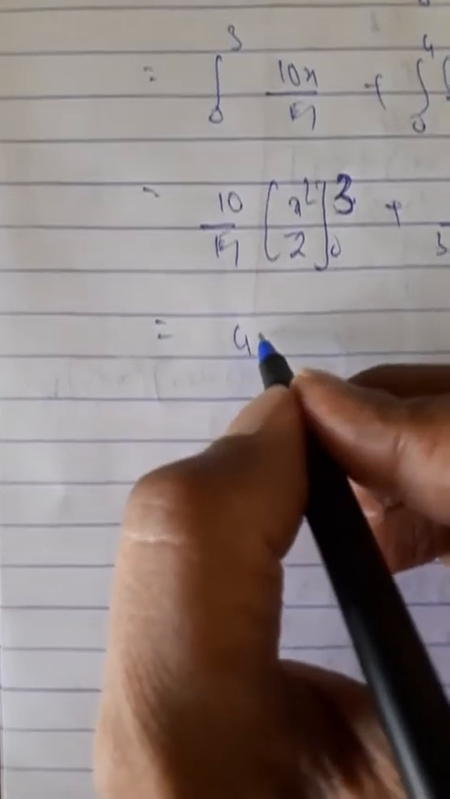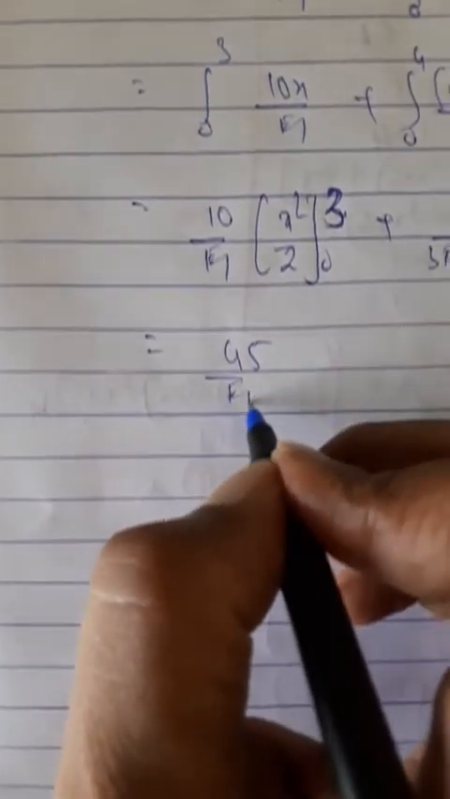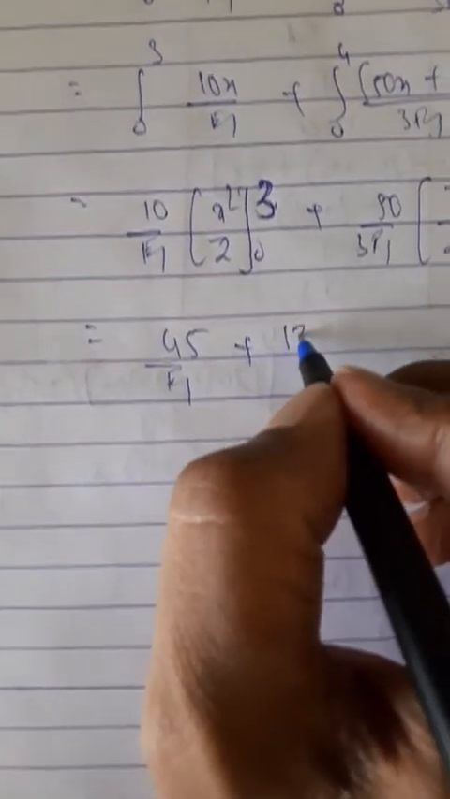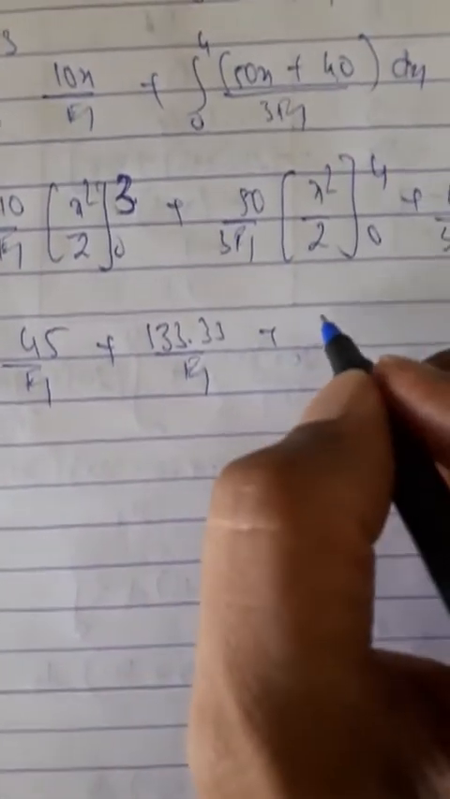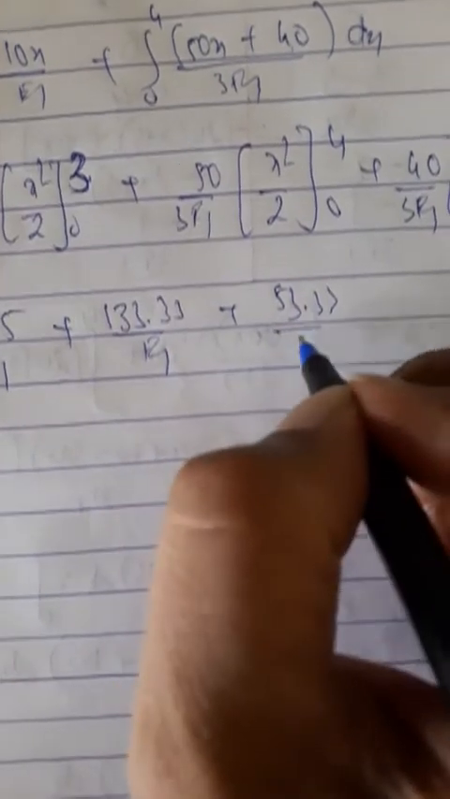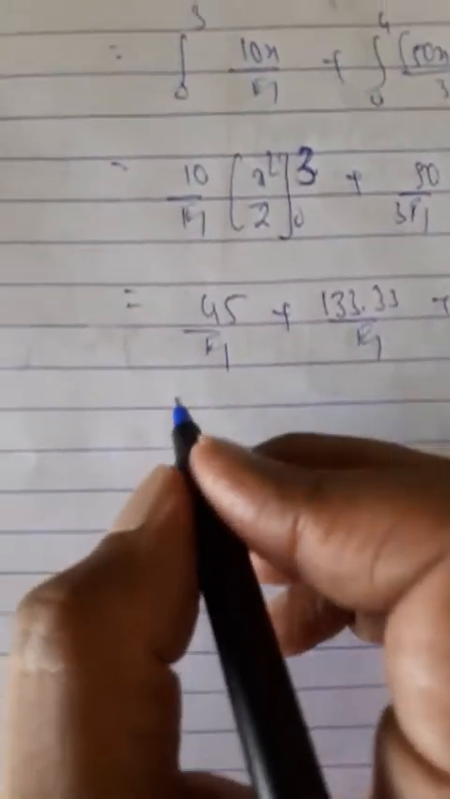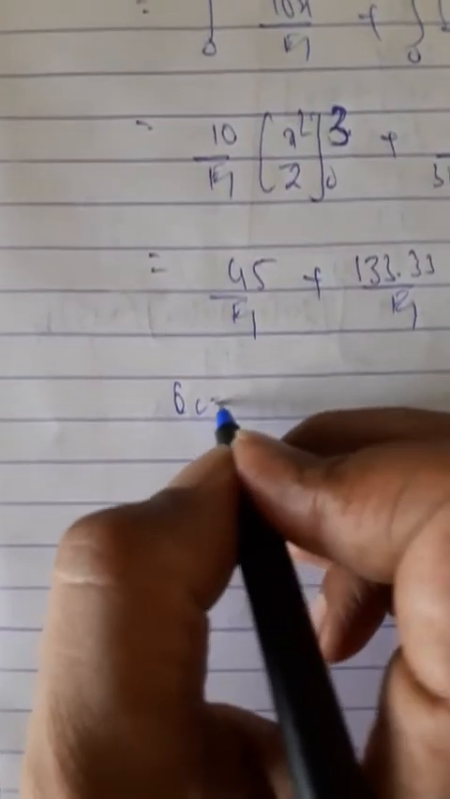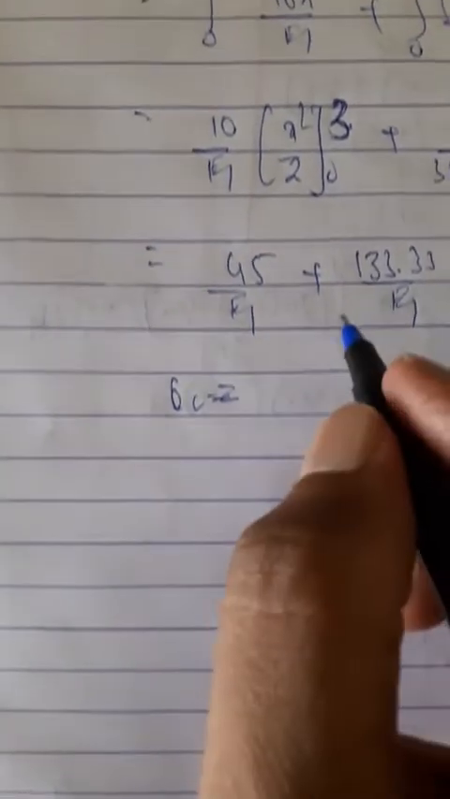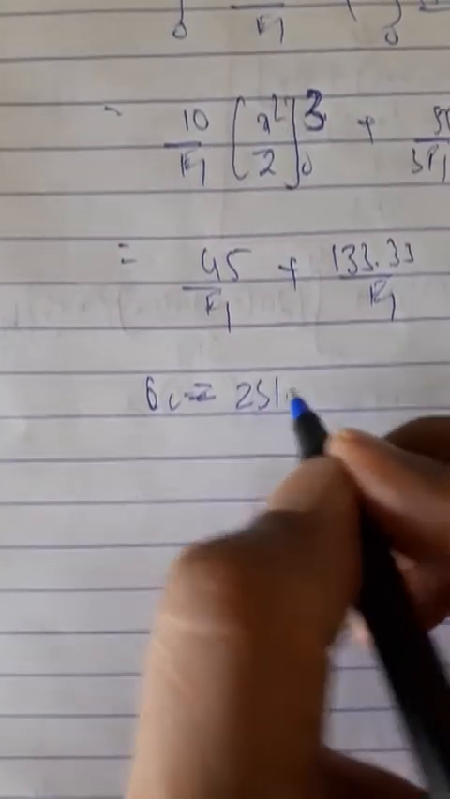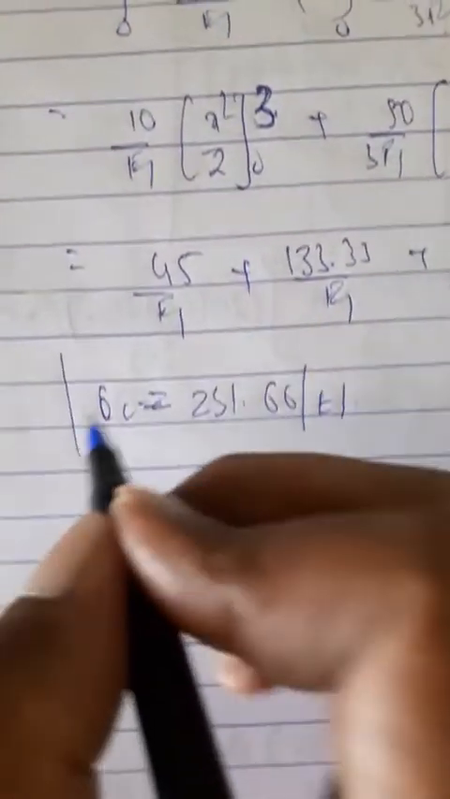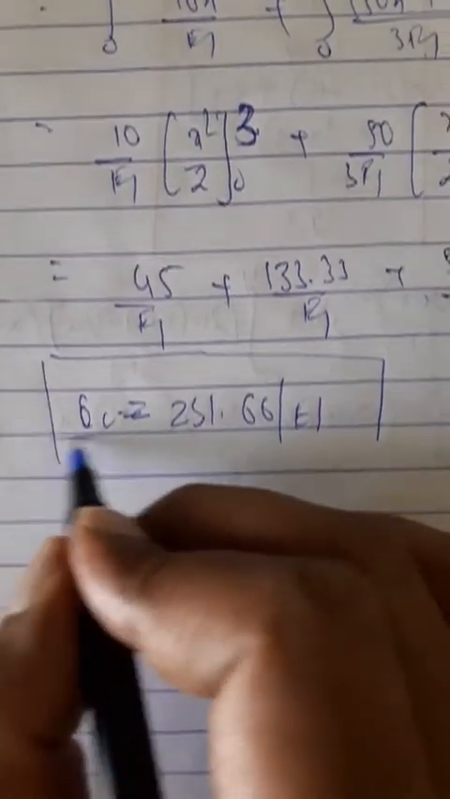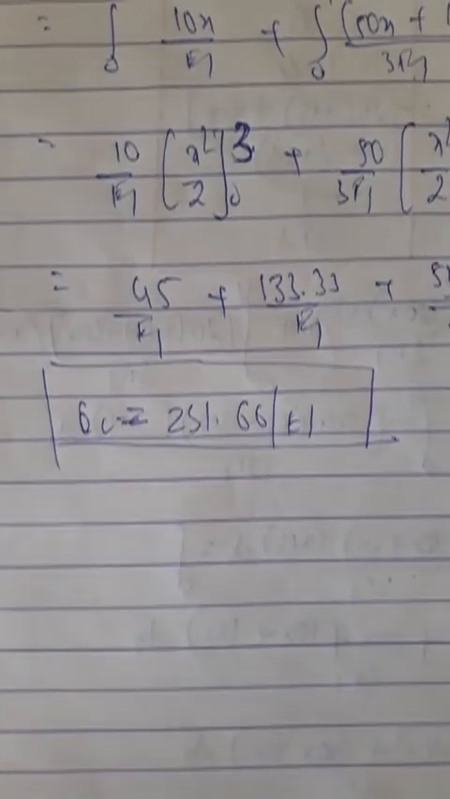So you solve it, you get the answer 45 by EI plus 133.3 by EI plus 53.33 by EI. So solving all this, you get theta C is equal to 231.66 by EI. So this completes the problem. Thank you.